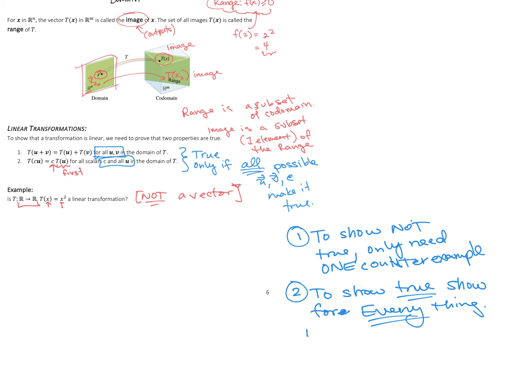So I want to caution you here. One example that works does not make it true. Just because one works, maybe even two work, maybe three, that's okay. I need to find at least one situation that doesn't work in order to show that this is not true.